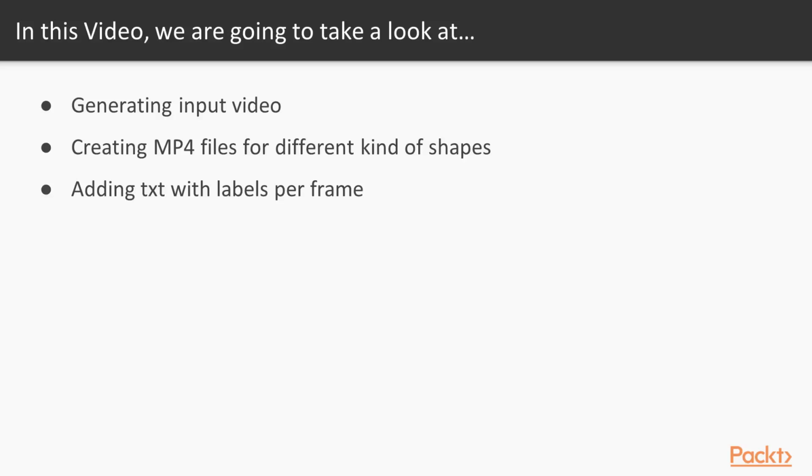So we'll be generating input video and creating MP4 files for different kinds of shapes. Finally, we'll be adding a txt file with labels per frame. So our video will consist of multiple frames and every frame can show a different kind of shape. So we need to label it to be able to use it in a deep learning model. So let's go to the code.